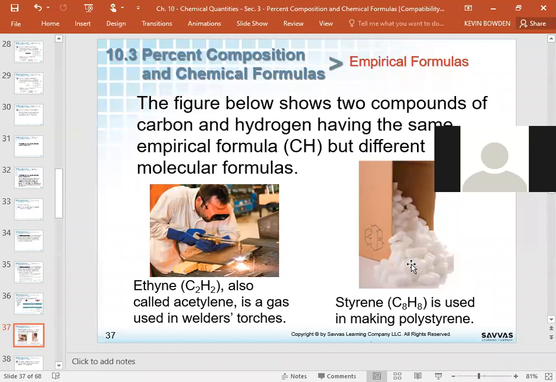No, you haven't. Have you ever seen anybody weld anything? Okay, that's good. Start with that. Welders are not going to use, even though it's the exact same empirical formula, the same ratio, packing peanuts. It'll burn, I mean, you can burn packing peanuts, but you're not going to get what you want out of it the way that you do with ethine.